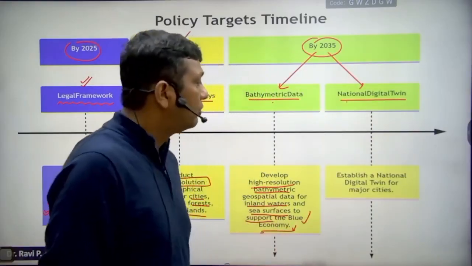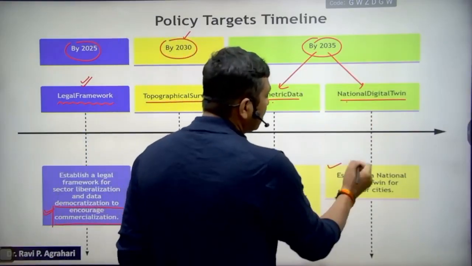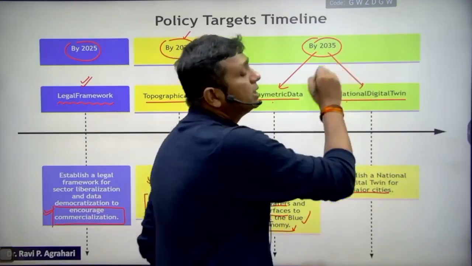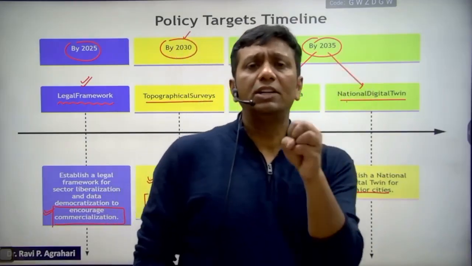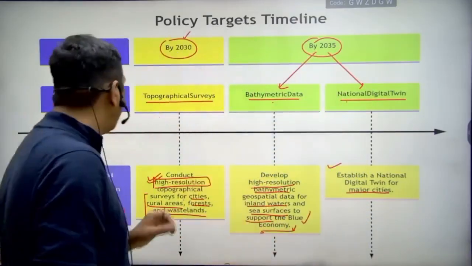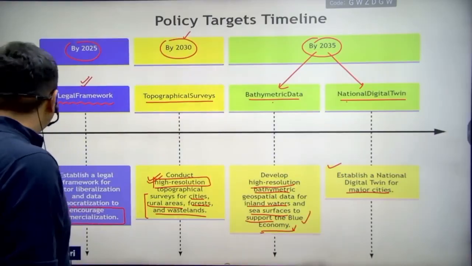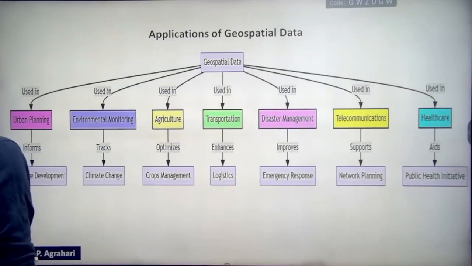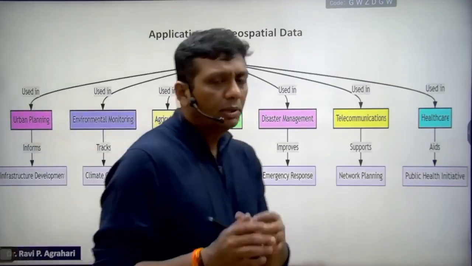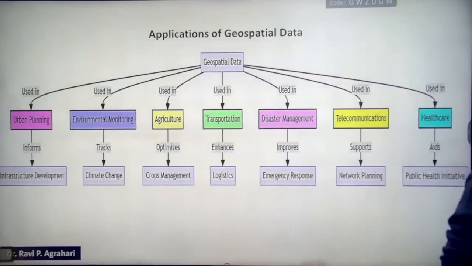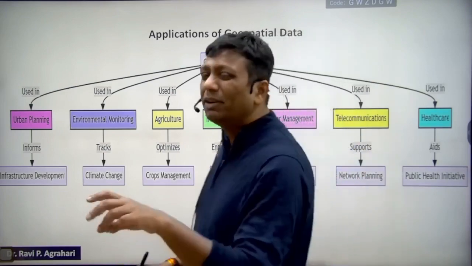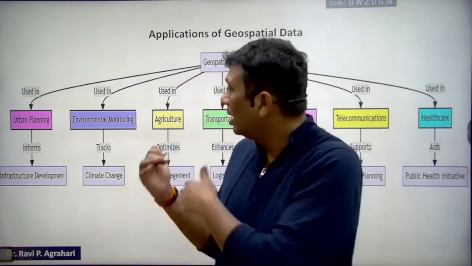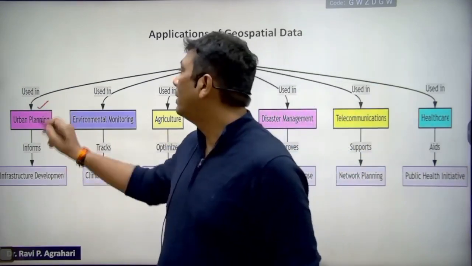National digital twins. Actually, establish national digital twins for major cities by 2035. Don't worry, I will explain national digital twins in more detail. Wait, guys, it is mentioned in the next PDF. It's general information for your prelims type of questions. What about the general application of geospatial data? See, guys, many applications you have already seen earlier, like urban planning.